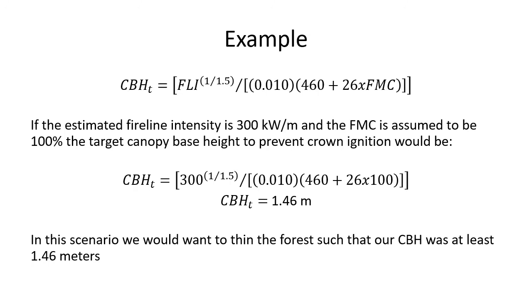So here's just a little example of how we could use this equation. Say we estimated that after the treatment, under some set of environmental conditions we're interested in, the estimated fire line intensity is going to be 300 kilowatts per meter. We'll assume our foliar moisture content is 100%. And when we plug those values into the equation, basically we get a target canopy base height of 1.46 meters. And that's just going to tell us that if we want to prevent transition under these conditions, we would need to thin our forest to create a canopy base height of 1.46 or 1.5 meters or greater.